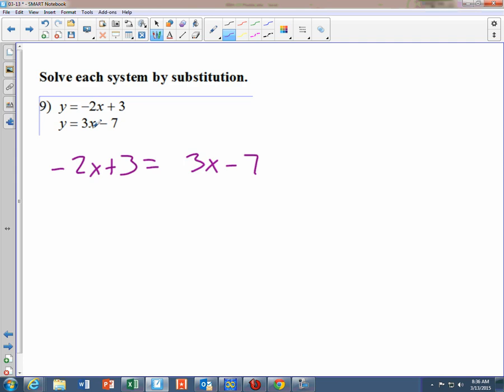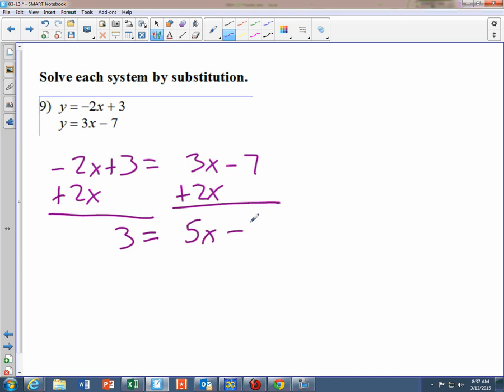I'm sorry. Can I combine negative 2x and 3x? I can't. They're on different sides. I can't just combine them. I have to get rid of one of them. Which one am I going to get rid of? Negative 2x. How do I get rid of negative 2x? Add 2x. What's left on the left side? 3 equals 5x minus 7.